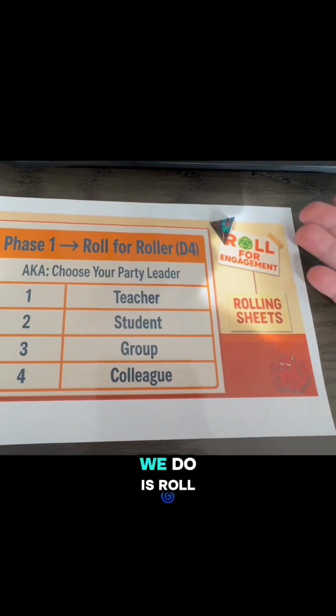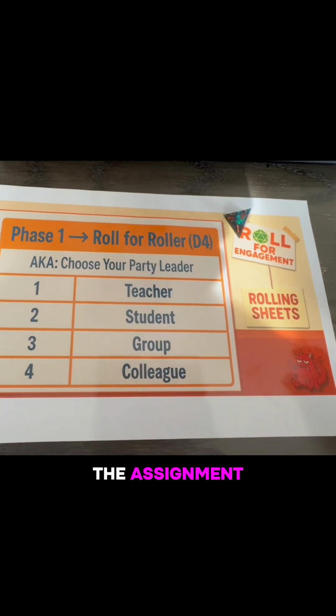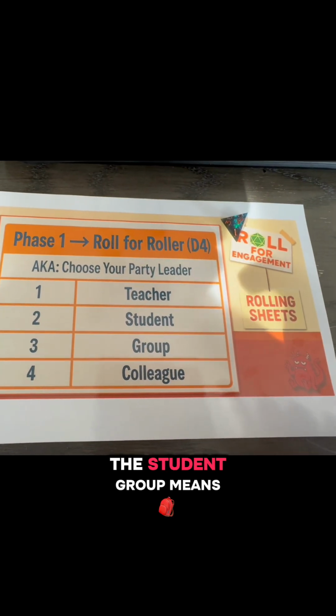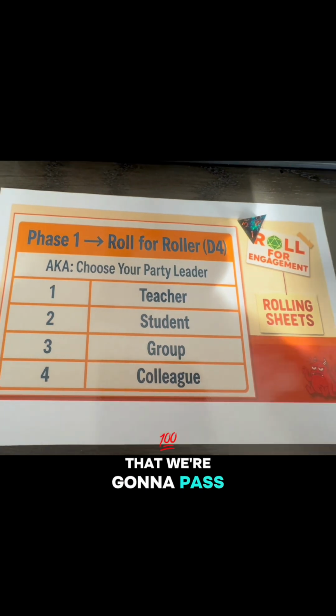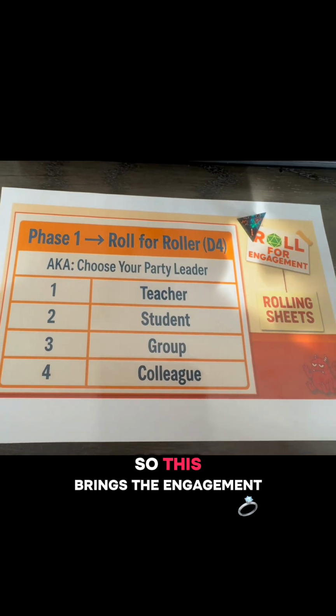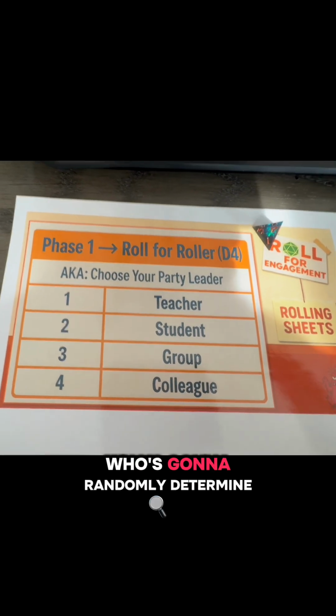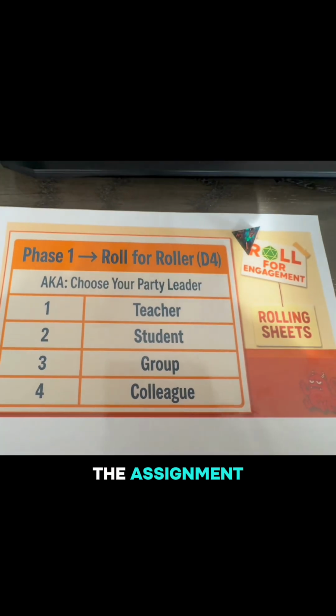All right, so the first thing we do is roll for our party leader. This is going to determine who actually rolls for the assignment. Whether it's the teacher, the student, or the group, which means we pass the dice around the class, or you can invite a colleague, a principal, someone. So this brings the engagement right away, because we are randomly determining who's going to randomly determine the assignment.